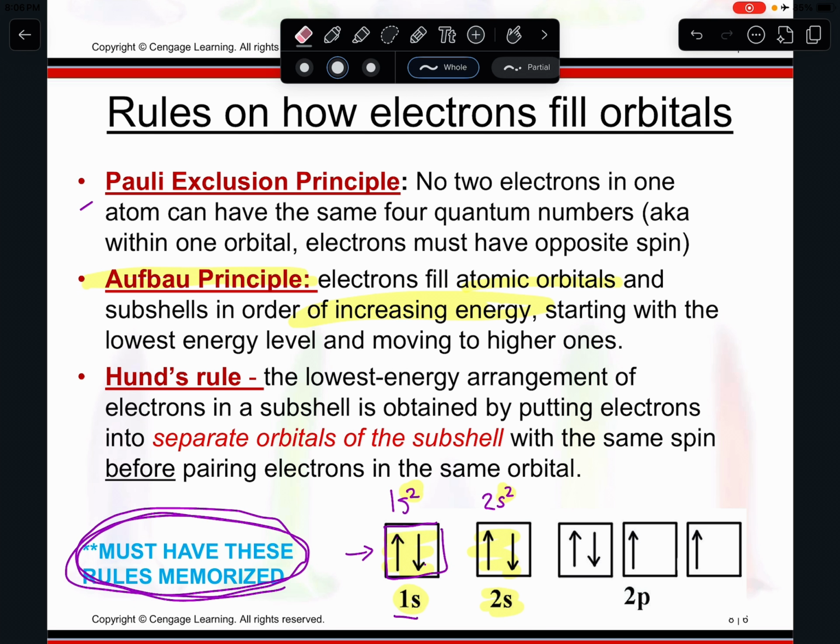So that's Aufbau. Now the next one we're going to look at is Hund's rule. So we have in the 2p, or really any p or d or f orbital, we have multiple orbitals here.